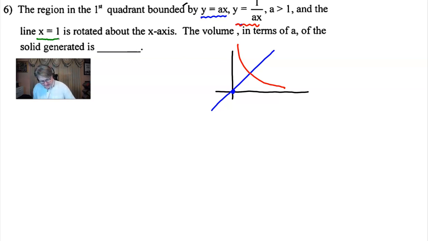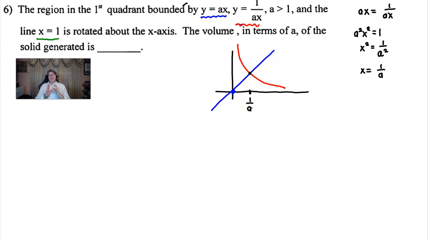The problem is that it's kind of difficult to tell where 1 is in relation to the x value that would serve as the intersection of those two graphs. We could find that point, and it's not too terribly difficult if we set ax equal to 1 over ax. Then we can cross multiply, solve for x squared, and take the square root of both sides. And so we actually get 1 divided by a.